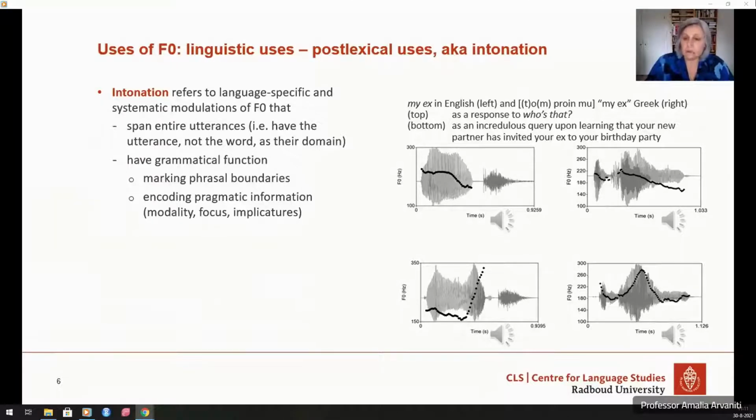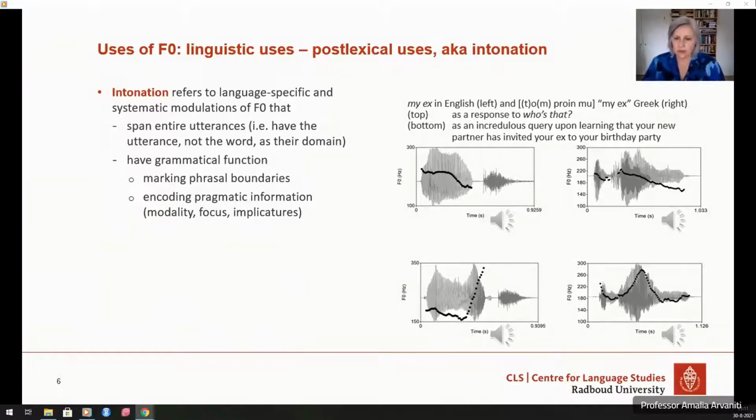Whereas the ones at the bottom indicate that the speaker is rather incredulous and queries something they found out, specifically that their partner has invited their ex to their birthday party. Okay, so it's me speaking, so I will illustrate the examples. At the top, we have my ex, o proin mu.